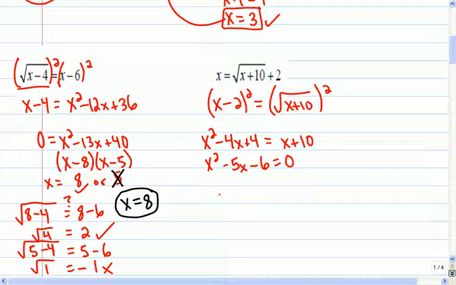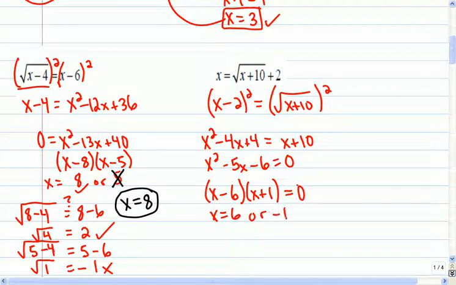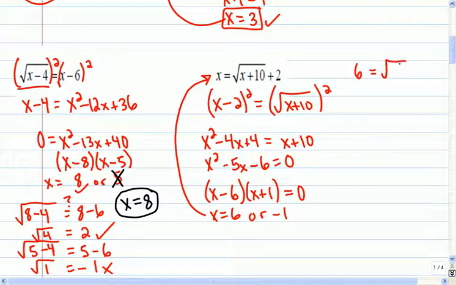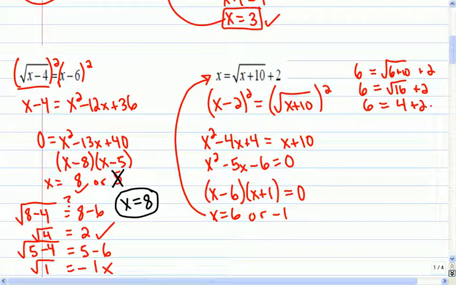So I end up with minus, let's see here, 6x plus 1. And that gives me x equals 6 or negative 1. And if I go back to the original equation, which is here, let's test those out. Does 6 equal the square root of 6 plus 10, plus 2? Does 6 equal root 16 plus 2? So yes, this one does work. 6 is one of my answers.